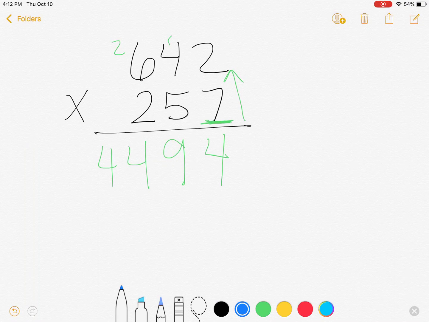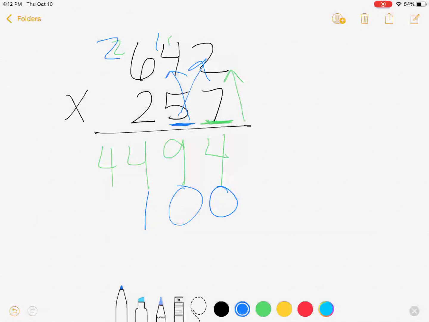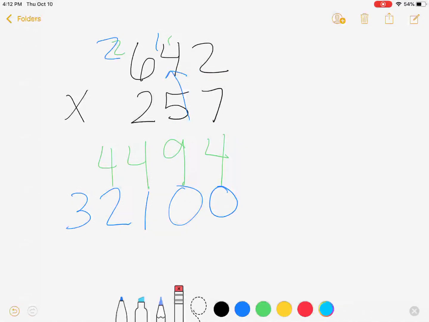What place value next? Tens. And then drop the 0. So 5 times 2, 10. 5 times 4, 20 plus 1, 21. 5 times 6, 30 plus 2, 32. Okay, I've got a lot of mess going on, so let's erase some of that.